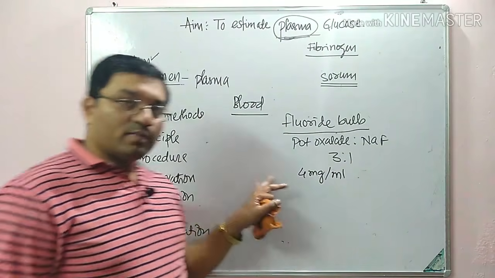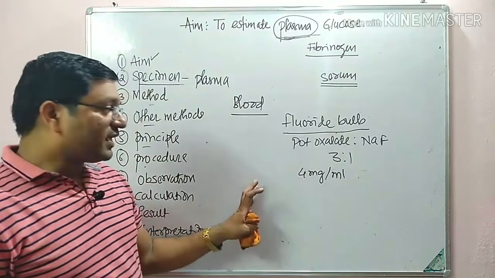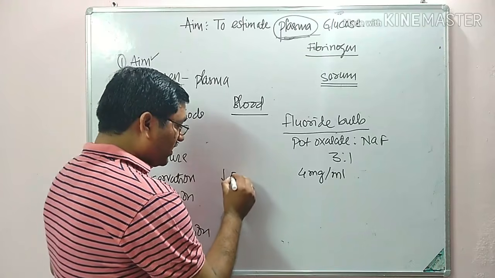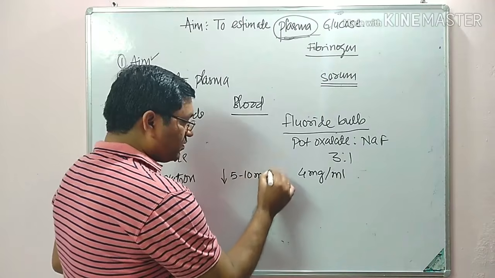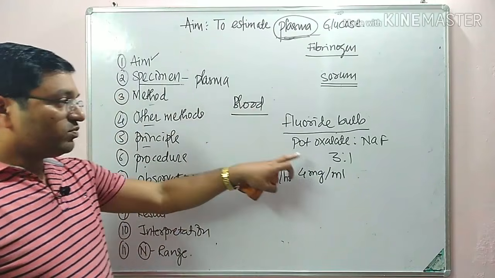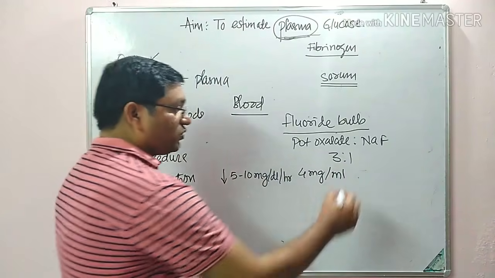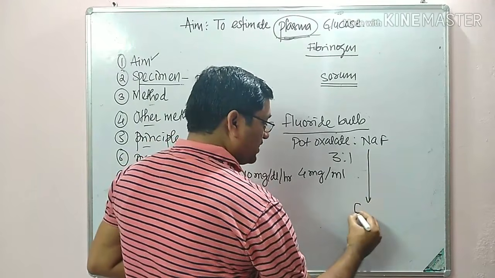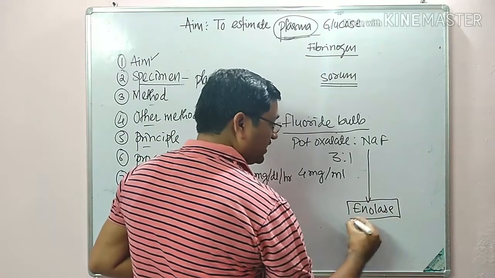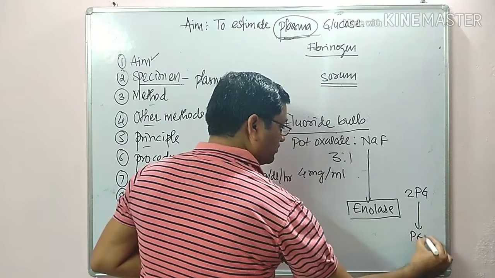This is required because in RBC there is continuous glycolysis, and due to the continuous glycolysis the sugar level or glucose level will drop down at the rate of 5 to 10 milligram per deciliter per hour. To prevent this, a combination of potassium oxalate and sodium fluoride is used. Sodium fluoride inhibits the enzyme enolase. This is the enzyme of glycolysis which catalyzes the conversion of 2-phosphoglycerate to phosphoenolpyruvate.